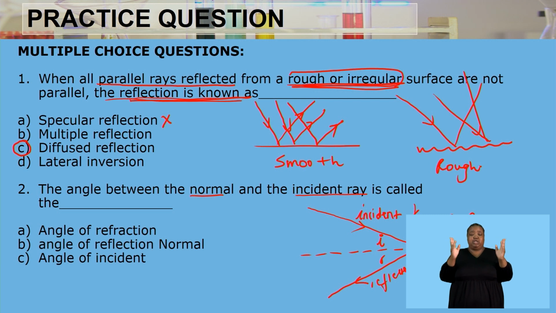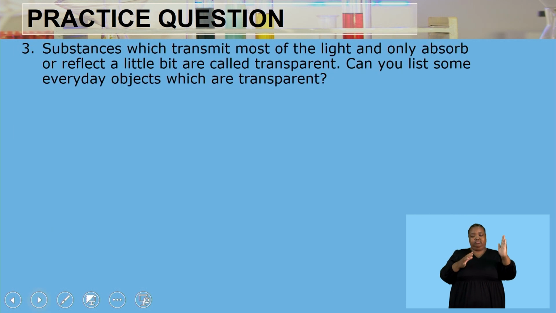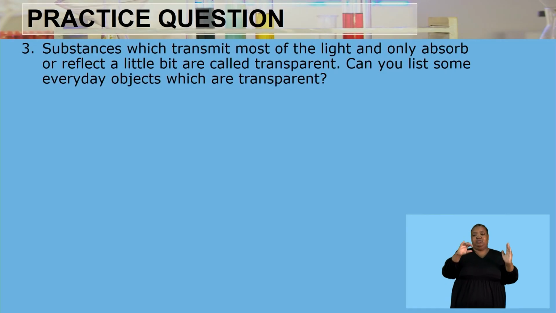It is between the normal and the incident ray. So our answer is also C in this case. If you're talking about the angle of reflection, that is going to be the angle between the reflected ray and the normal. However, those 2 angles, the angle of incidence and the angle of reflection, are equal.